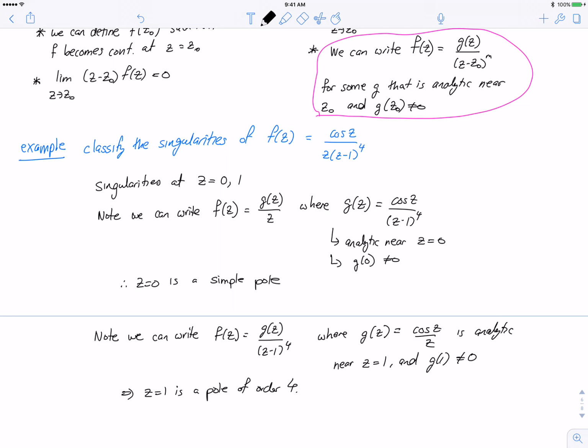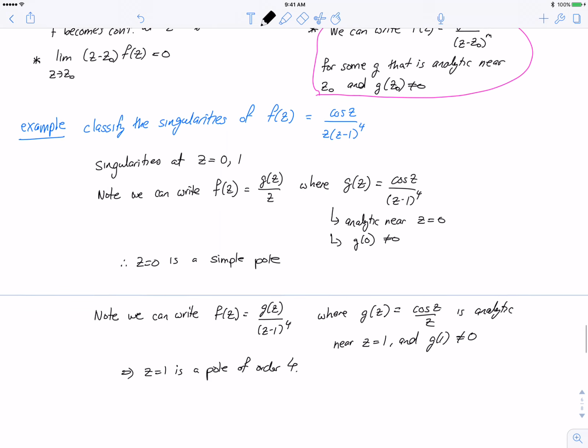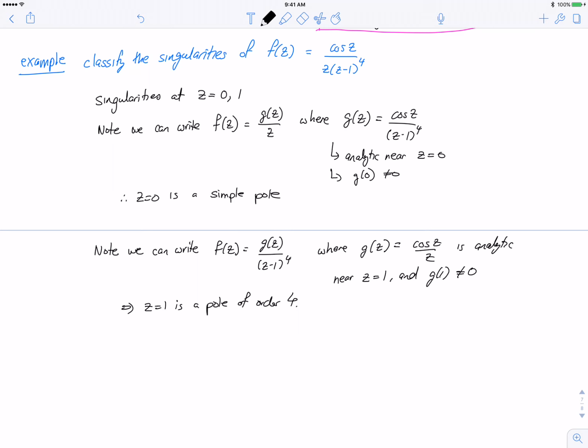So that's basically it. As I said, that definition is probably the one I use most to classify a singularity as a pole. You just find some function g that's analytic near your point and non-zero at your point, and automatically know it's a pole. Okay, let's have a look at another example.